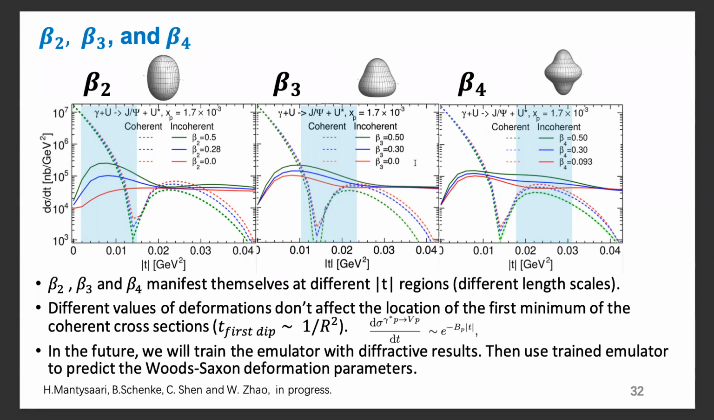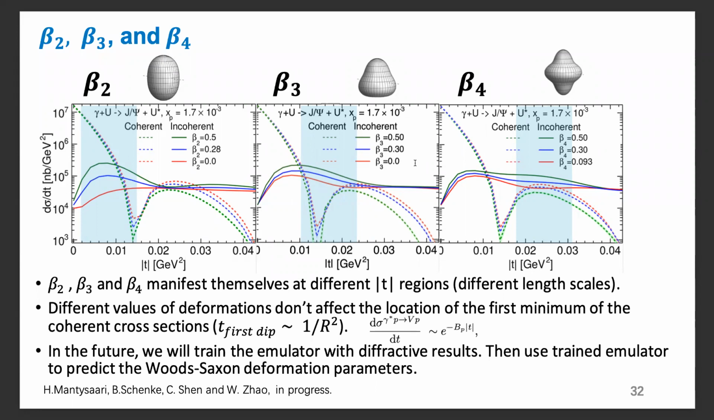For example, beta 2 manifests at very small T regions around 0.01 GeV squared, and beta 3 is at intermediate T like 0.01, 0.02, and beta 4 is at a bit higher T regions between 0.2 and 0.3. This is because different deformations affect the fluctuations at a different length scale. For example, beta 3 controls a length scale smaller than beta 2 but larger than beta 4, and beta 4 is the smallest. Also, the same process, we go to the momentum space and translate to the different T regions.